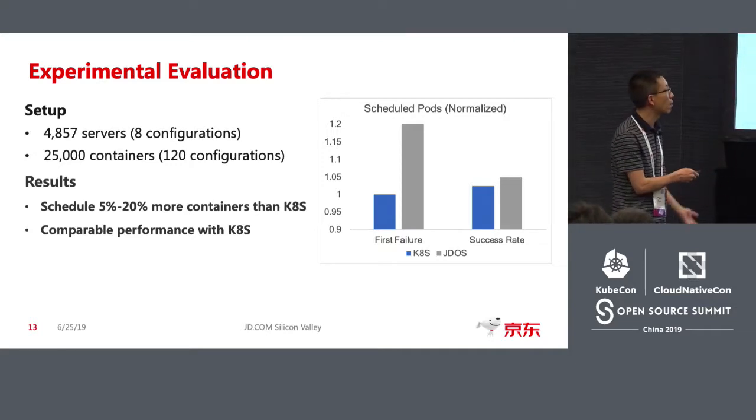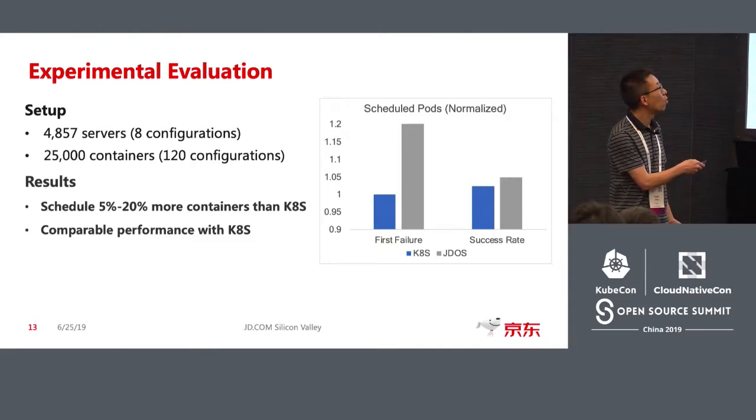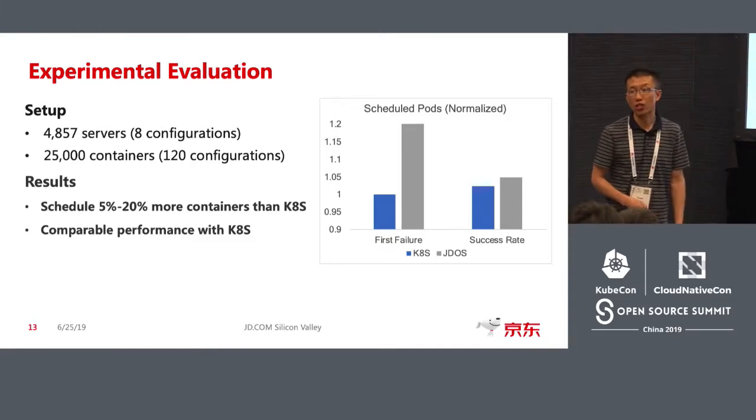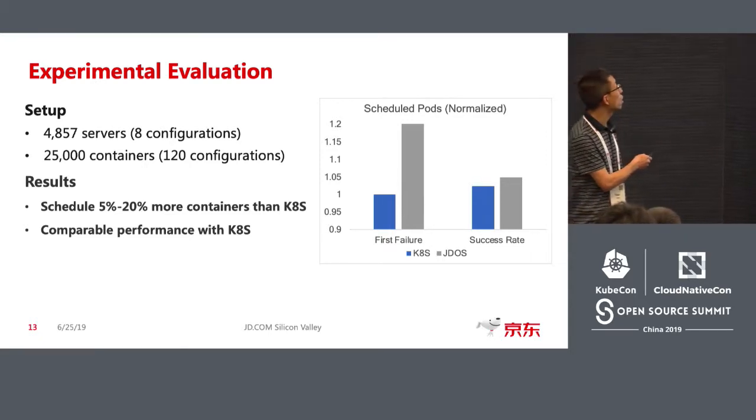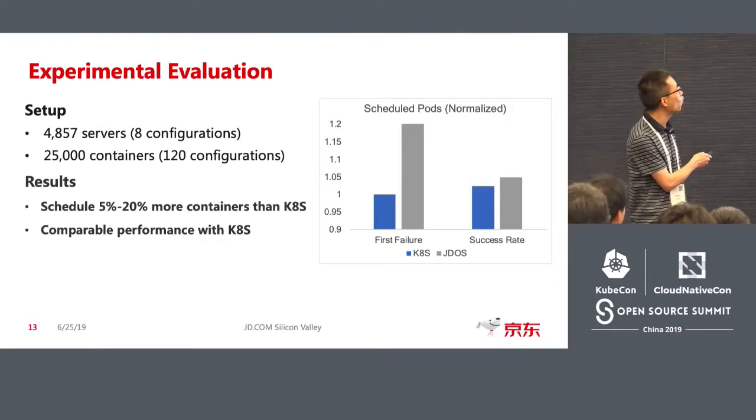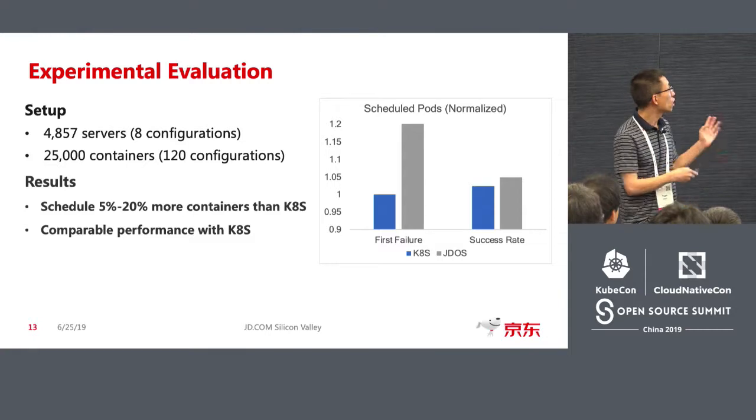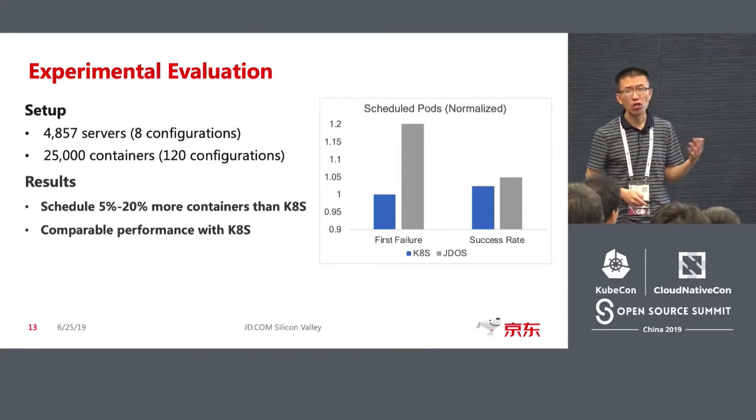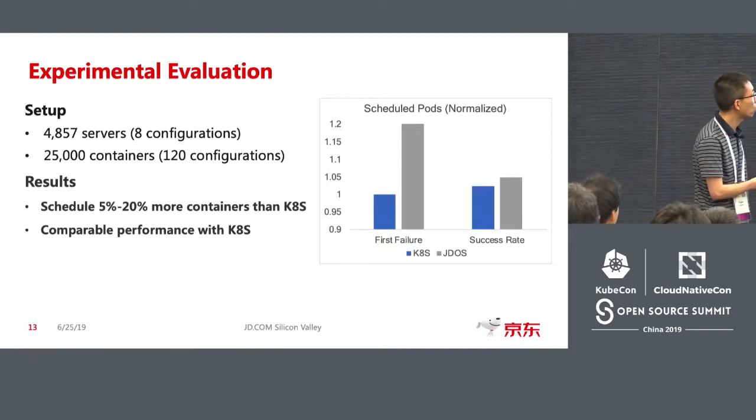And this is the current version, the K8S. And this is ours. For hours, it can be 20% better, and if it cannot be scheduled anymore, we can still schedule about 20% more. So this is the result of the 25,000 containers. That means ours works better.